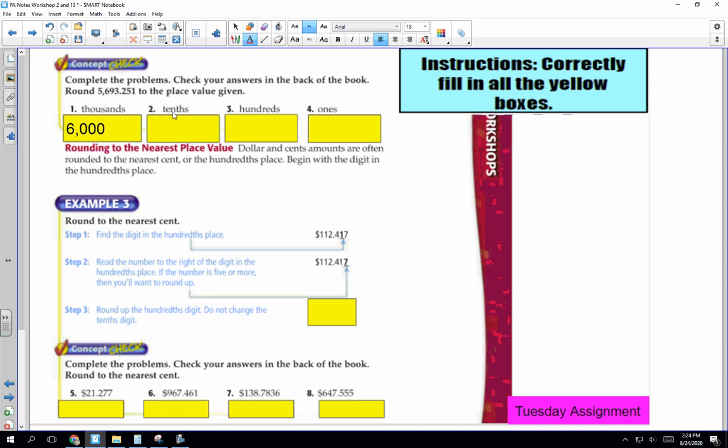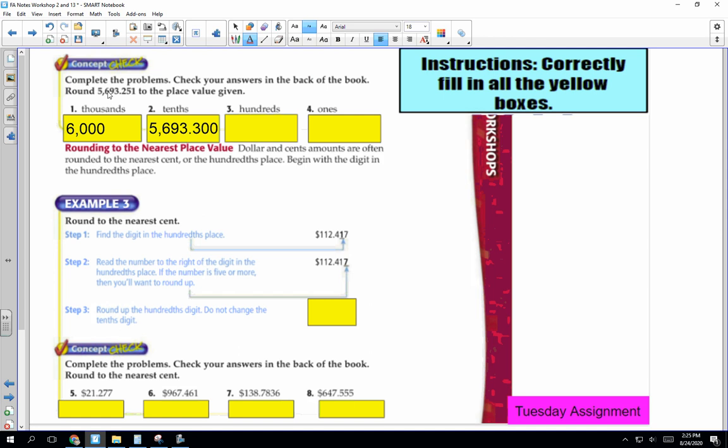Tenths, so not the tens, but the tenths, if it's got a th to it, it is to the right of the decimal. So the tenths place is this 2. Because the number to the right of it is a 5, that is going to bump 2 up to a 3 and make 5 and the 1 zeros. So it's going to be 5,693.300. So everything to the right of that value becomes zeros.